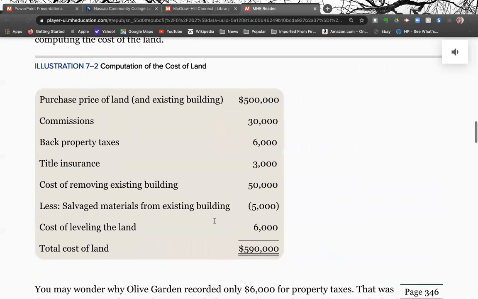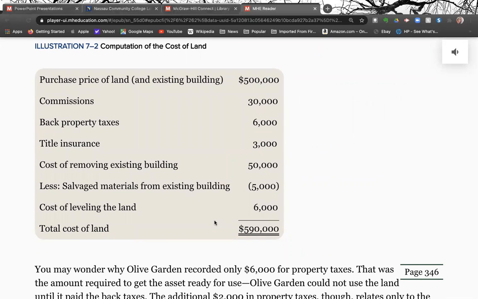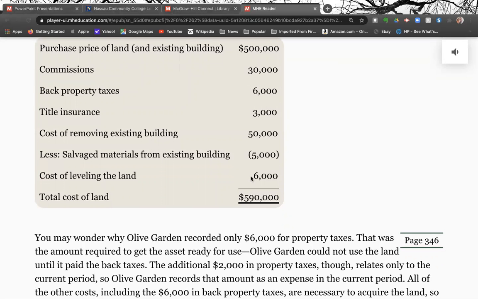So how much did this land really cost? In other words, how much am I going to debit the land account for? So here they take you through it. $500,000 I paid to buy the land and the building. I had to pay the agent $30,000. I had to pay $6,000 in back taxes, right? Back. $3,000 in title cost. $50,000 to tear down the old building, but I was able to sell stuff in the building for $5,000. So notice that's shown here as a subtraction because it's reducing the cost, plus $6,000 to level the land.